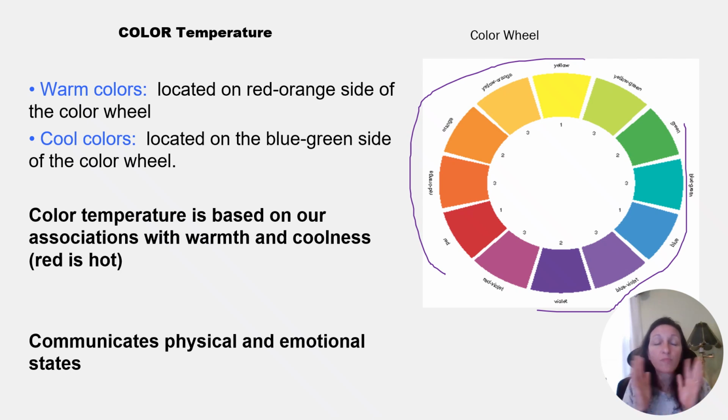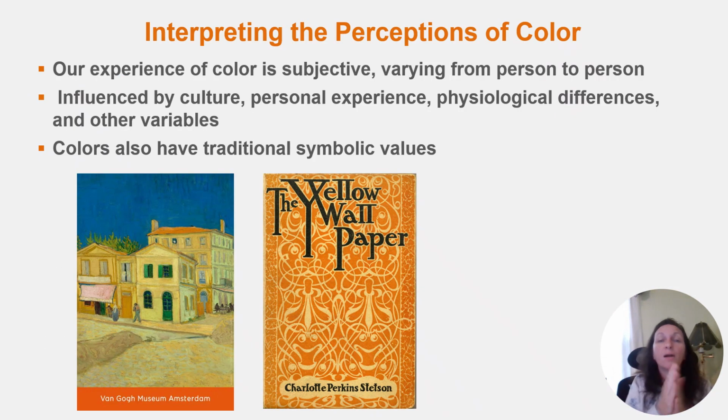Most other things with color are very individually perceptive. So let's talk about that now. If you're not familiar, that's the color wheel. I hope you are familiar with it. There's a lot of information there that we are not going to get into in this class. All right, so interpreting color and perceptions.